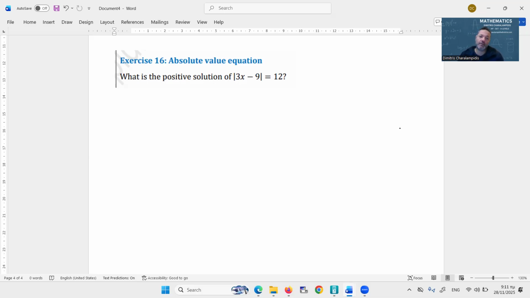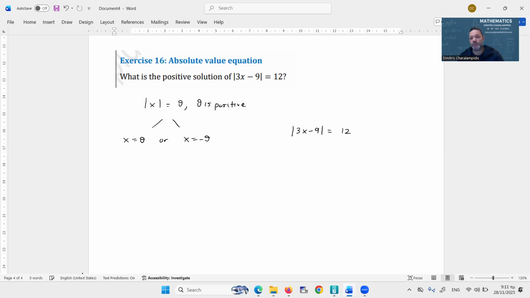But remember that the absolute value of x is equal to theta, where theta is positive. This leads to two new equations: either x is theta or x is minus theta. So I'm going to apply this to my own equation.